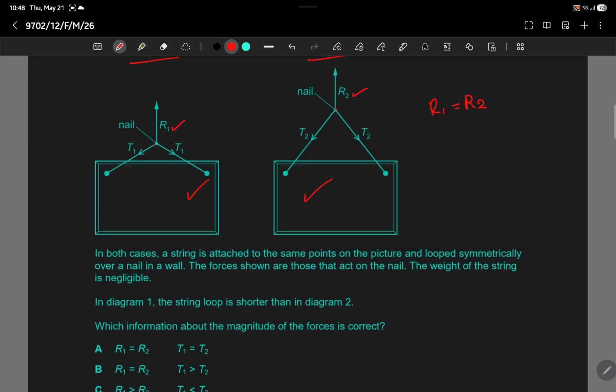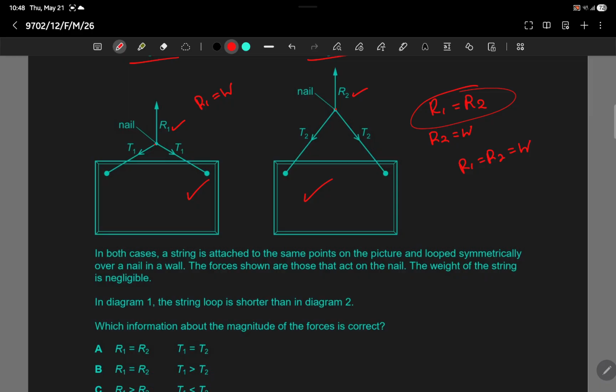So the total vertical force provided by the nail must perfectly balance the weight, right? So this tension, that means T1 and T1, this whole thing should balance the weight, or else it won't be at equilibrium. The picture will fall down or something. Since it is perfectly at rest, this R1 must be equal to the weight. The same for R2. Hence R1 equals R2, which is equal to the weight.